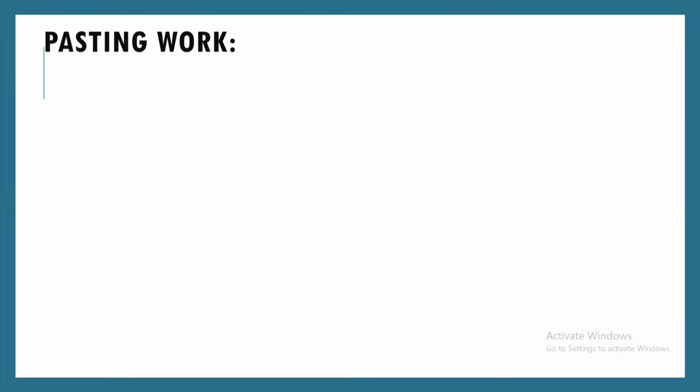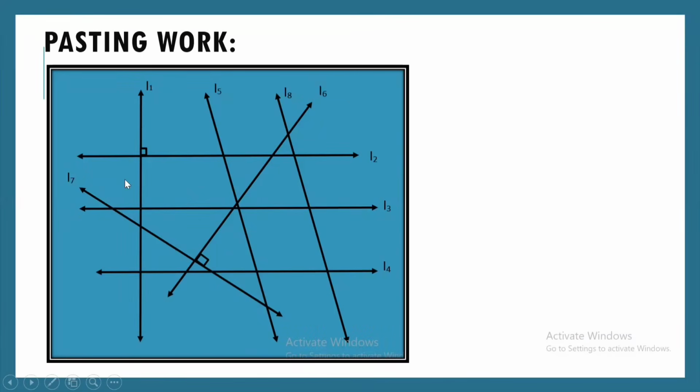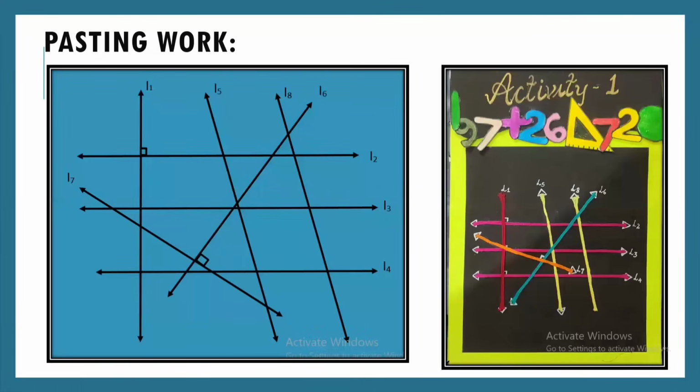So what is the pasting work? Let us see. You can take a plain colored sheet and make the lines on it. Or else if you want to make the work creative, like this is the work done by one of my students, Unnati. Instead of just marking the lines, she has used colored threads. Using colored threads, she has done the work very creatively, made the lines L1, L2, L3, L4, L5, L6, L7, and L8. So this is another way of doing it.